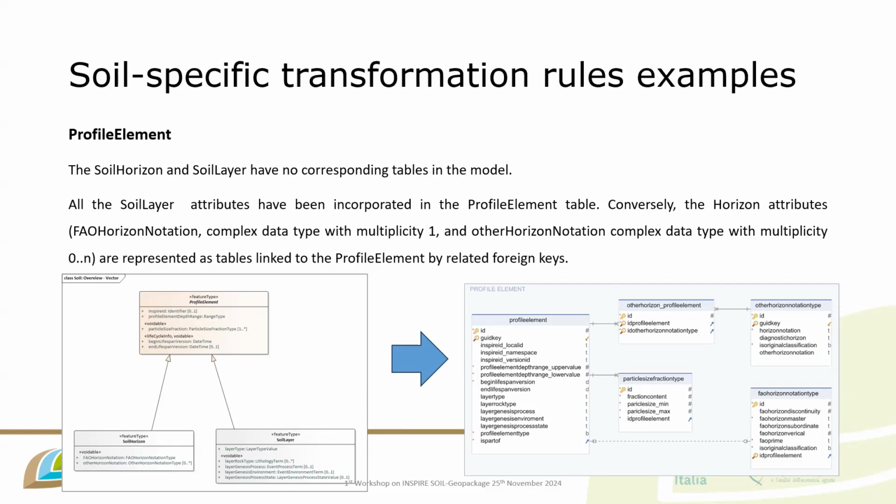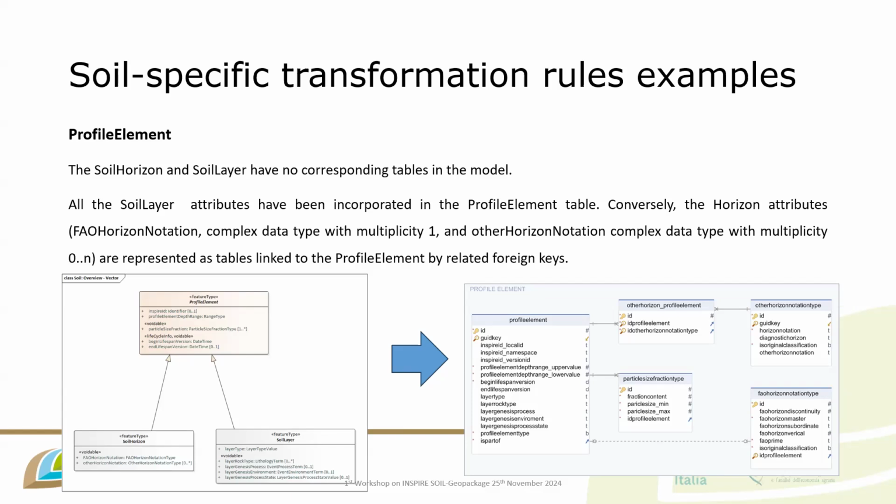we have three feature types: the profile element feature type, which is an abstract one, then two, one from the soil horizon and the other one from the soil layer. In our case, so in the GeoPackage schema, soil horizon and soil layer feature types have no corresponding tables in the model. All the soil layer attributes have been incorporated in the profile element table.